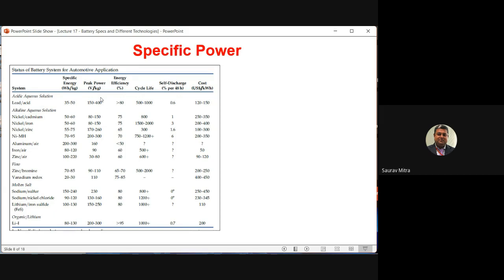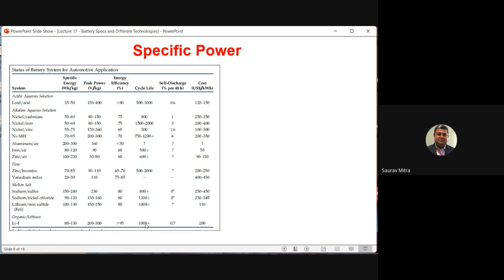Peak power, previously it was 150 to 400, now it is 200 to 300. So this is more specific; the range is smaller, though the range is still quite big. The previous low was 150, now it is 200. The previous high was 400, now it is 300. Efficiency is a very important thing for the lithium ion battery. It is greater than 95%, whereas for lead acid it was greater than 80%.